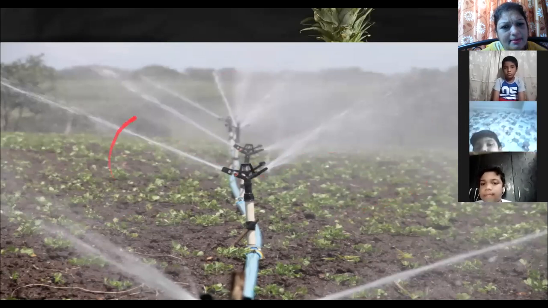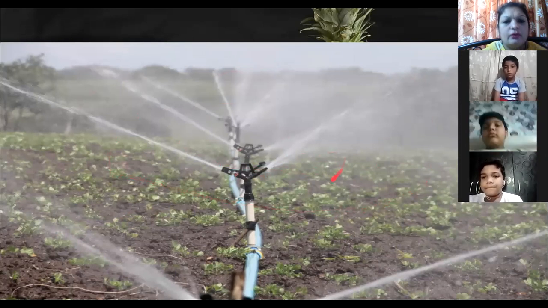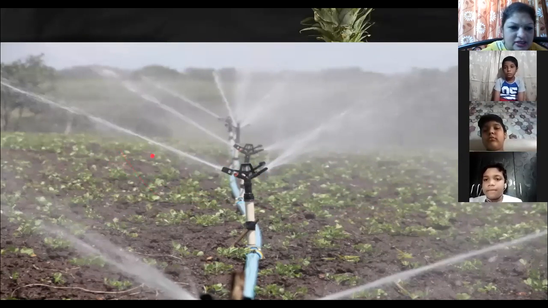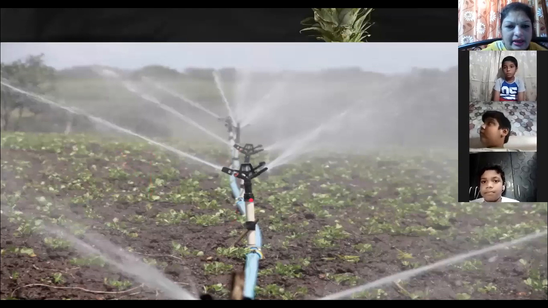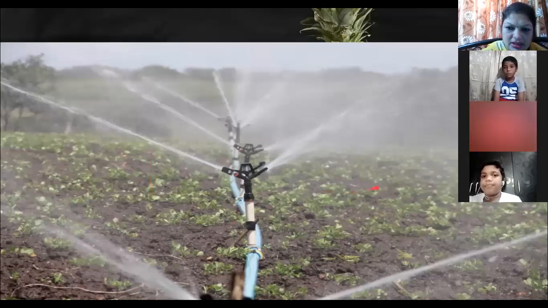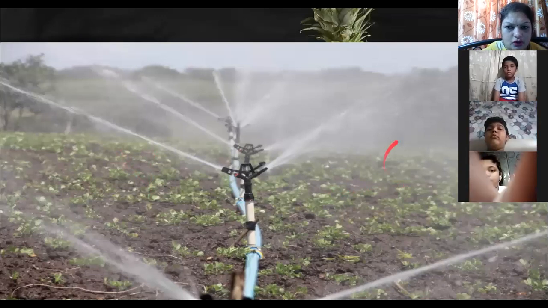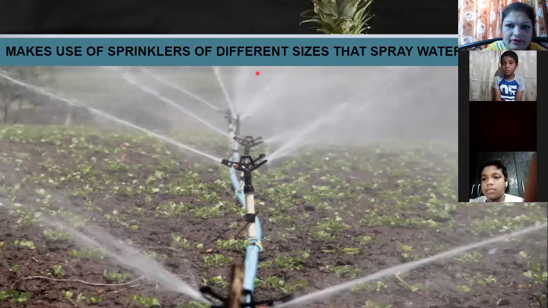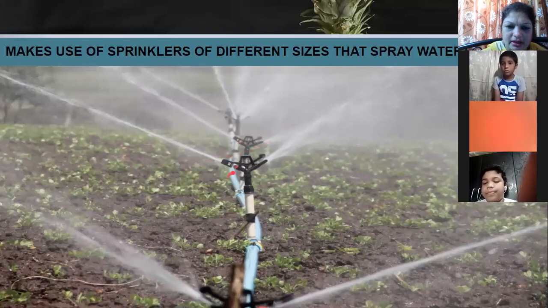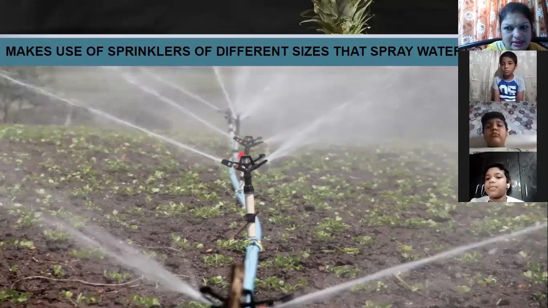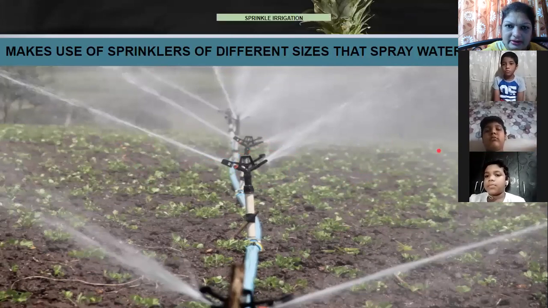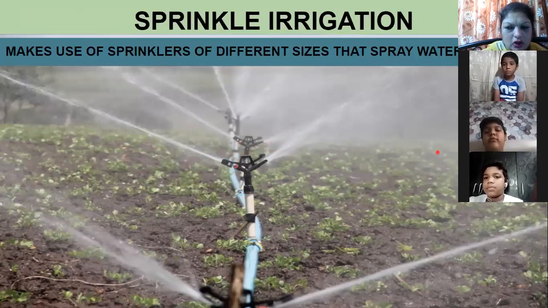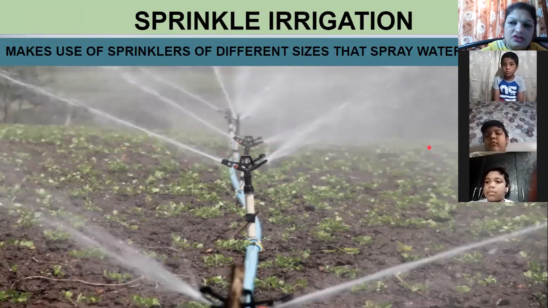So this is the second method of irrigation, which is a modern method. It is known as sprinkler irrigation. With the help of sprinklers, water is being provided to the crops. It makes use of sprinklers of different sizes. These sprinklers can be of various sizes that spray water directly. So we saw the drip irrigation method, and we saw the sprinkler irrigation method.